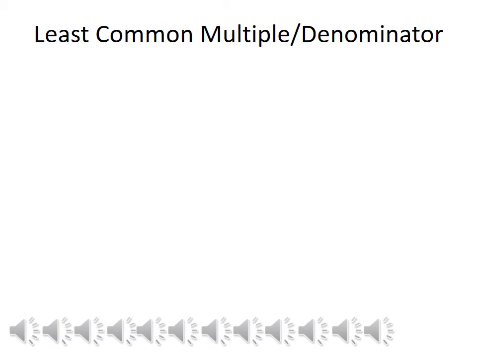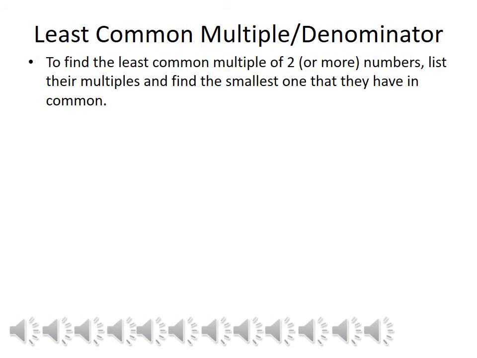Next, we want to talk about the least common multiple and least common denominator. To find the least common multiple of two or more numbers, what we want to do is list the multiples of the numbers that were given and find the smallest one that they have in common. For example, let's find the least common multiple of 6 and 8. We'll start by writing down the two numbers whose multiples we want to find, 6 and 8.